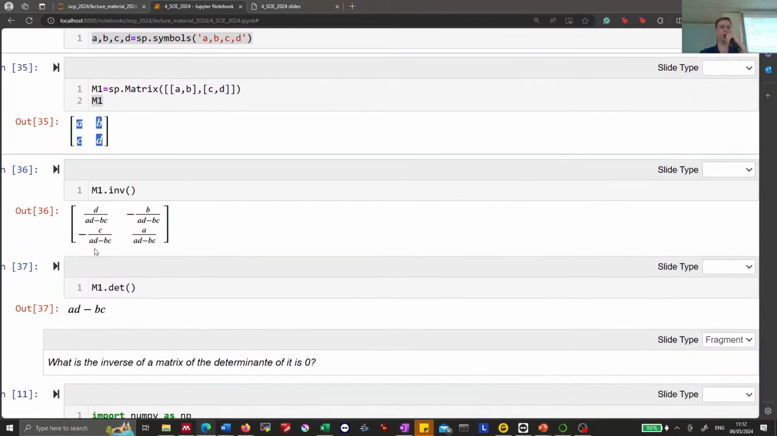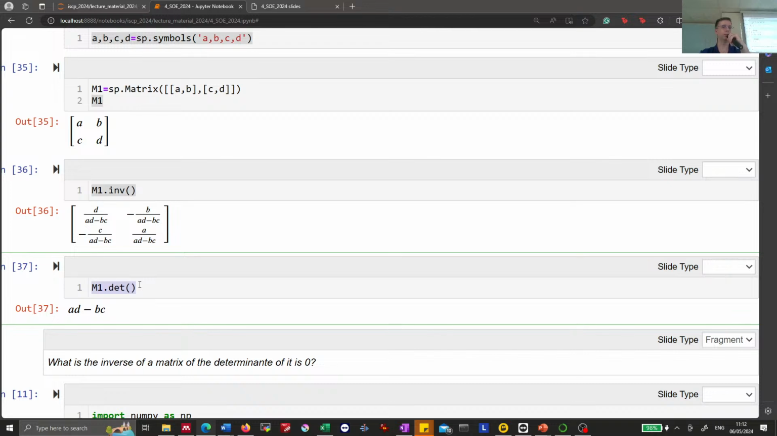I then have two other questions to SymPy. What is the inverse of matrix M1? And what is the determinant? And when you pay close attention, you actually see that in each element of my matrix is written 1 divided by the determinant here, AD minus BC. And we have this in each of the elements here.